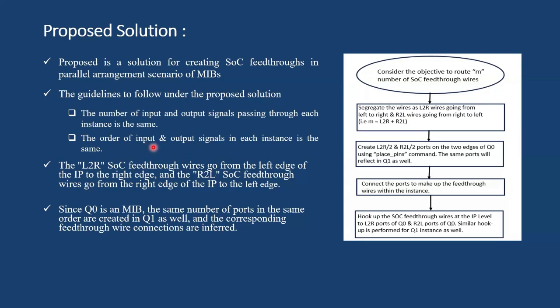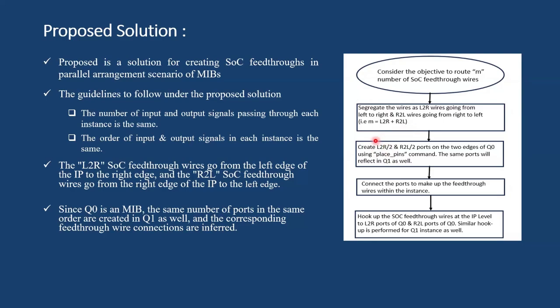Once we have this, the methodology first segregates whatever SoC signals we have. It will try to segregate the signals which are going from the left side to the right side, and also the signals which are coming from right to left. In our scenario, we are considering two MIBs, so it will now segregate these signals into half.